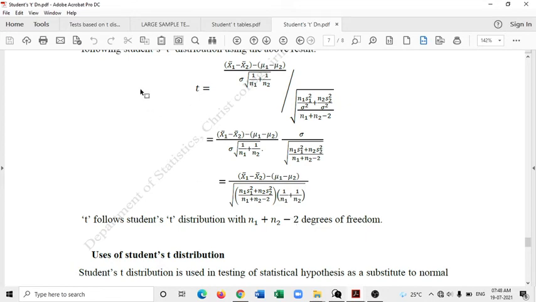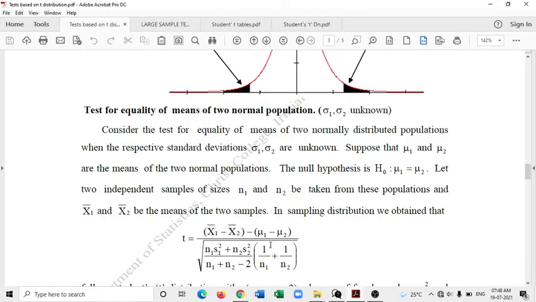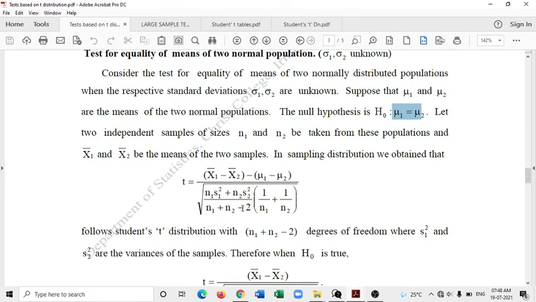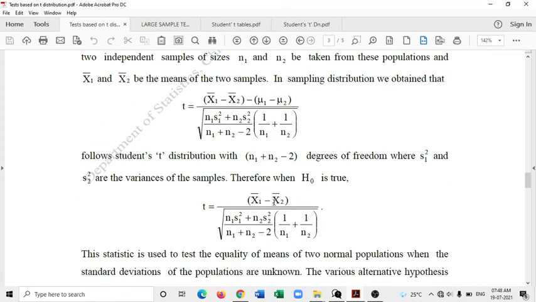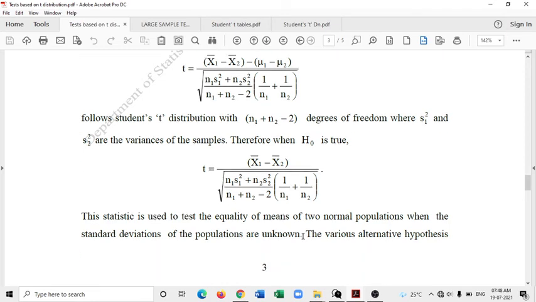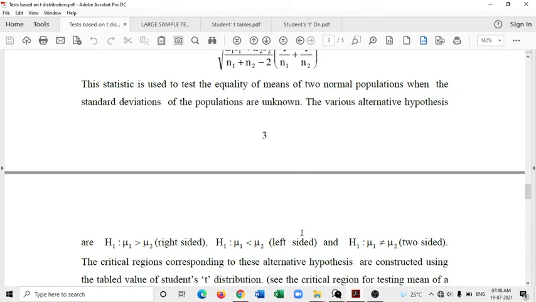We make use of this result for the statistic to test H0 mu1 equal to mu2. So the null hypothesis is H0 mu1 equal to mu2, where mu1 and mu2 are the means of the two normal populations. And when H0 is true, mu1 minus mu2 will disappear. Therefore, the test statistic is x1 bar minus x2 bar divided by root of n1 s1 square plus n2 s2 square divided by n1 plus n2 minus 2 into 1 by n1 plus 1 by n2, and this statistic follows T distribution with n1 plus n2 minus 2 degrees of freedom.